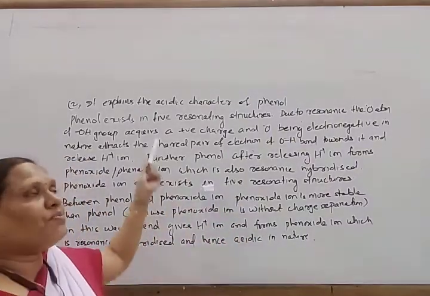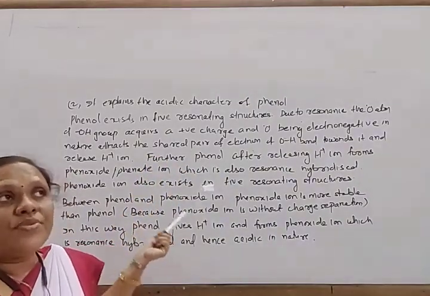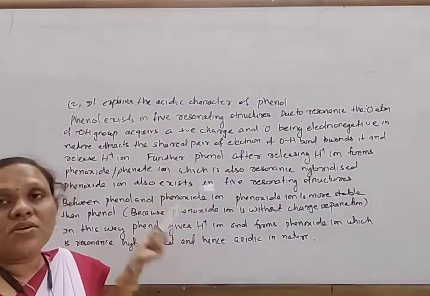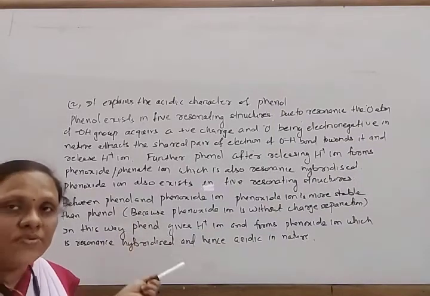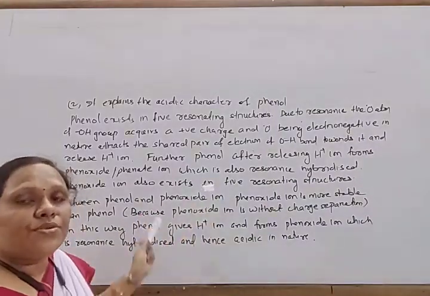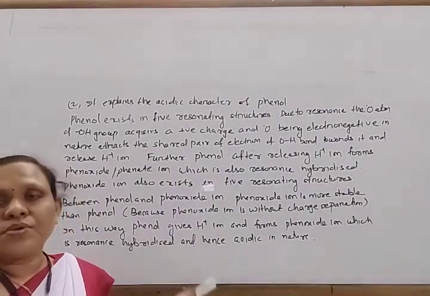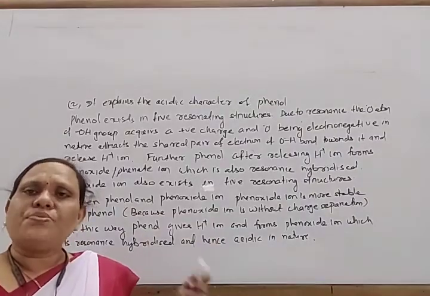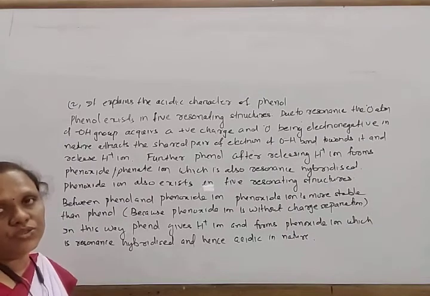charge separation and phenol has charge separation. Also, in phenol the oxygen atom, an electronegative atom, gets a positive charge, and in phenoxide the oxygen atom gets the negative charge. In this, phenoxide ion is more stable than phenol. So in this way, phenol gives H plus ion and forms phenoxide ion, which is resonance stabilized. As the more stable form is phenoxide, phenol gives H plus ion, hence phenol is acidic in nature.